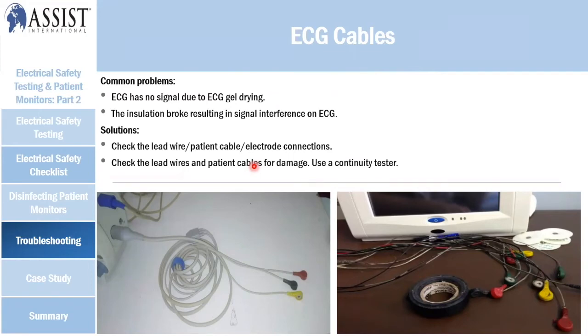Normally the solution is to clean the dry ECG gel and keep it clean, and check the lead wire and patient cable for damage by using a continuity tester or your multimeter on the ohms setting. Check whether there is continuity between the ECG lead and the connector or not. That's the best thing to do.